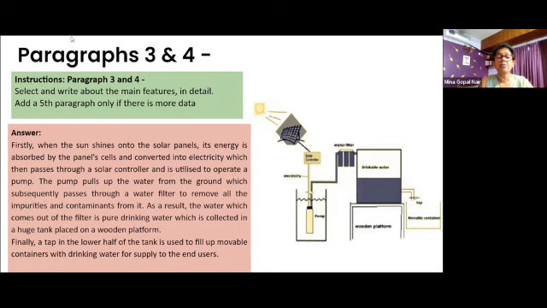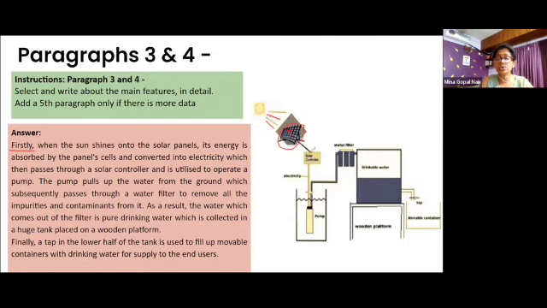Now, I'm going to read this out and I'm going to explain it vis-a-vis the diagram. Firstly, okay, linking words. Firstly, when the sun shines onto the solar panels. So here you can see the sun shining and this is your solar panel. Its energy is absorbed by the panel cells. You can see that there are cells on this panel. So the energy of the sun is absorbed by the panel cells and converted into electricity.